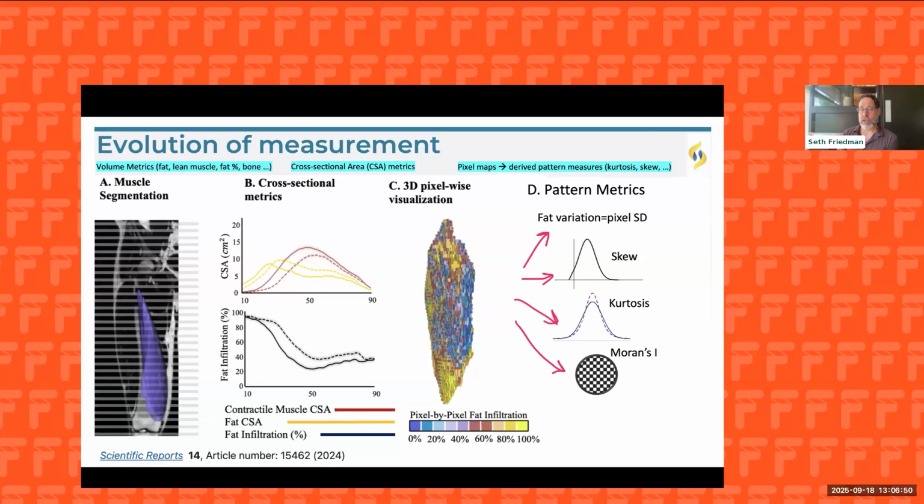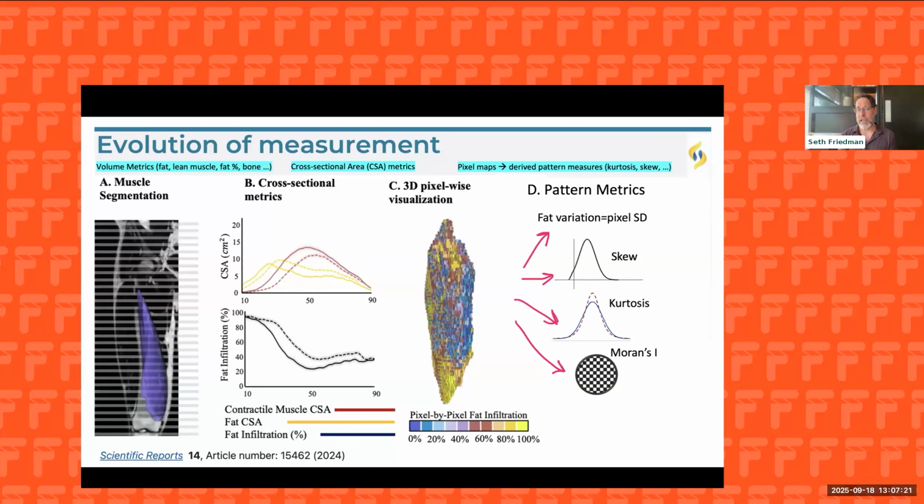You can then also convert this to more of a linear plot where you're looking from one side of the muscle to the other. And so in the second plot B, fat is yellow, muscle is red, and fat fraction is black. So you can kind of follow these things along the muscle. And then we also have the ability now to make these really exquisite pixel maps where we can map fat back onto the muscle, just the raw muscle data.